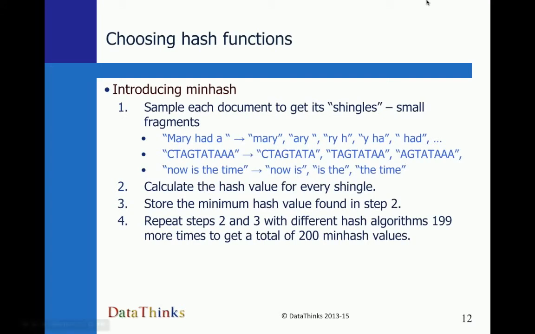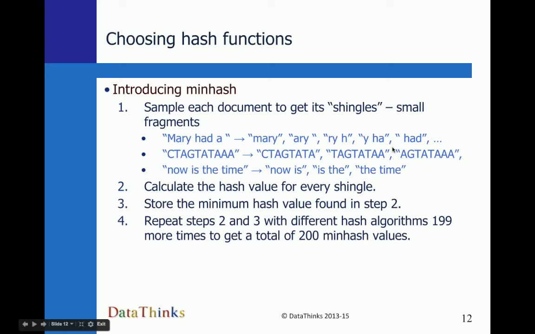MinHash is a common algorithm for choosing the hashing functions that you're going to use. You take your document and split it into shingles. You can shingle your document either by character or by word. I think we found that by character works quite well, especially if you have pretty small documents. If you have really large documents, I think by word is more performant and works quite well. Here are some examples of what shingles look like.